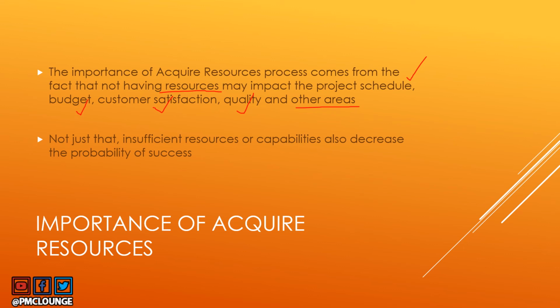And not just that, insufficient resources, right? Let's say you need 10 servers and you only have 8, then that means you have insufficient resources. Or capabilities, you needed certain types of testers, but the capability of the testers that you have is not at par, and this also decreases the probability of project success. So this is why acquire resources is such an important process. You need to make sure that you have sufficient resources, and you also need to make sure that the capability of those resources is at par with what is required to deliver the project successfully.